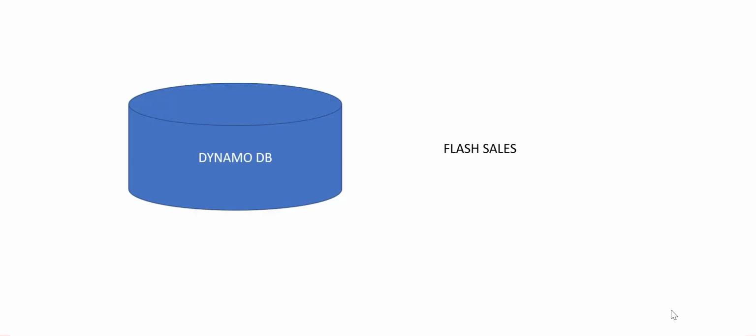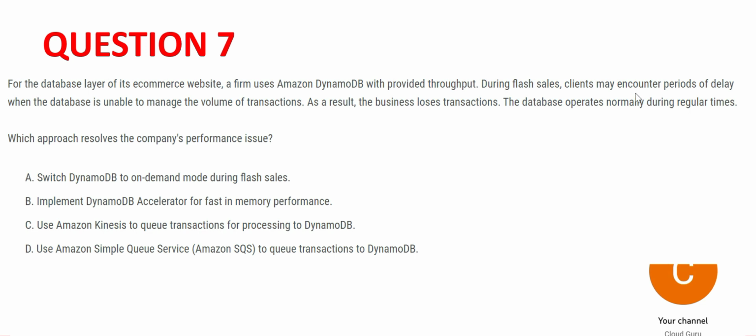Hence, due to sales, more people come to buy, and during these flash sales, the pressure on the DynamoDB is very high. That's our simple story here. And what happens due to this pressure being high? The business loses transactions because the database operates normally during regular hours, but during these flash sales it is unable to manage the volume of transactions.